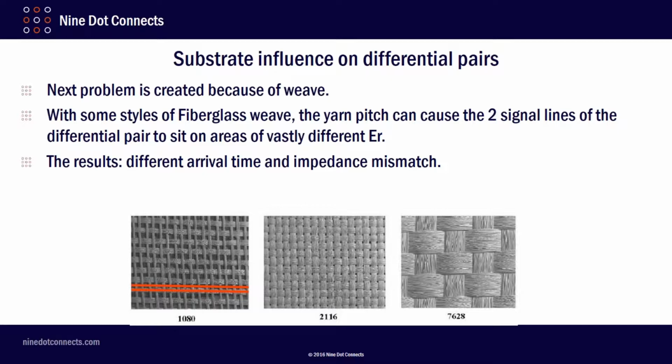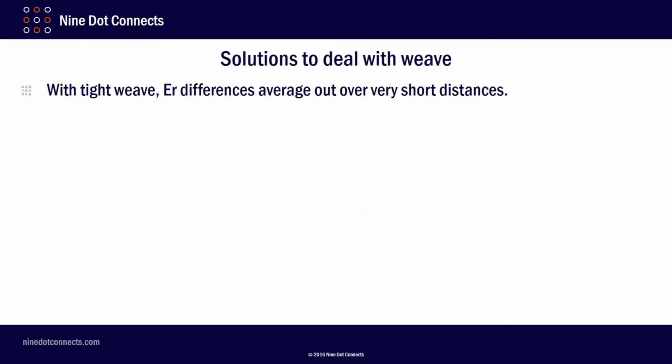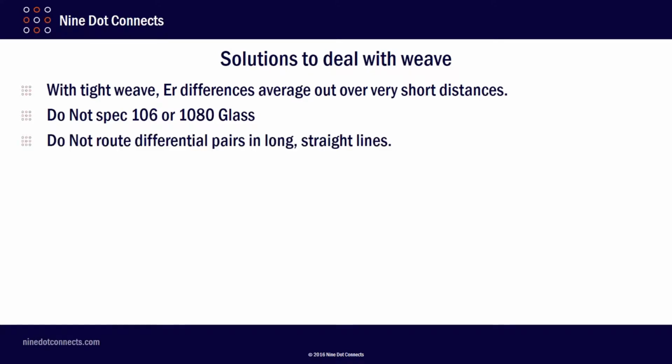If you have one of these traces sitting over a majority of resin, where the other one is sitting over a majority of glass, then one signal is going to travel slower than the other, so you're distorting the E field going between the two. The interesting thing is, if you have a tight weave, then the properties are going to average out over very short distances. So it's not quite as much of a problem if you're making short runs. But you don't want to spec 106 or 1080 glass if you can help it.